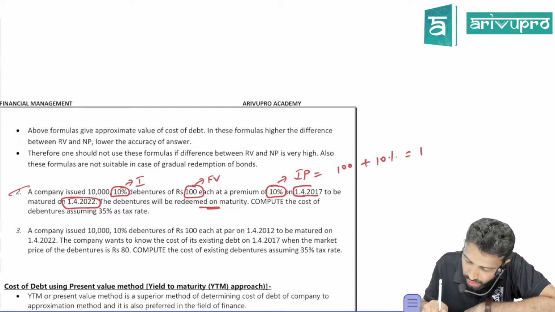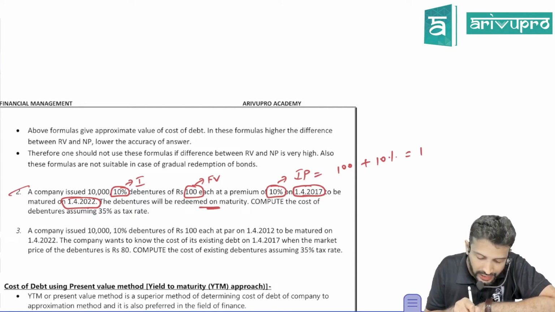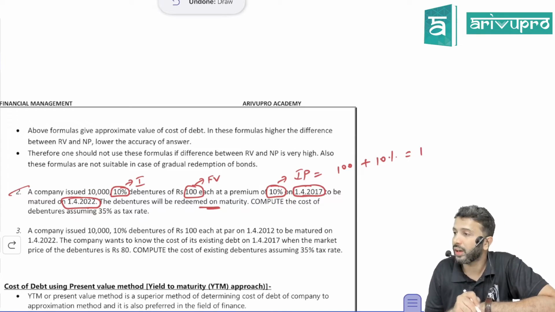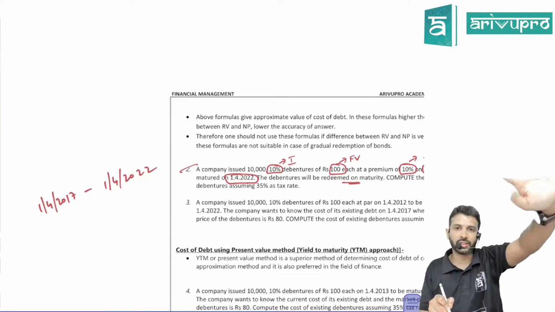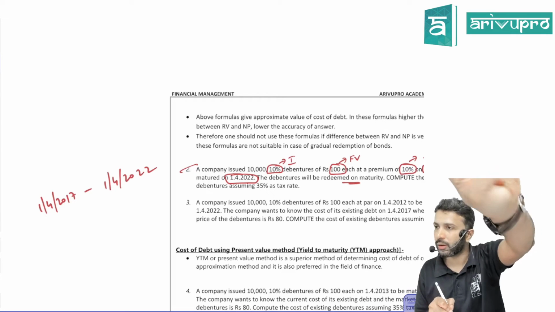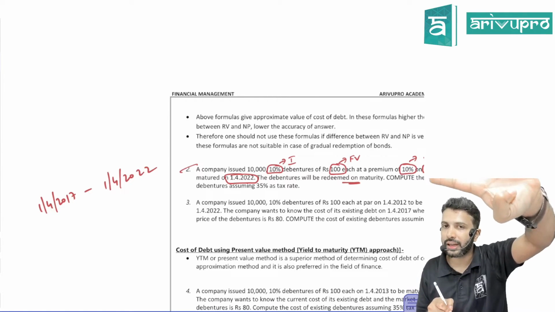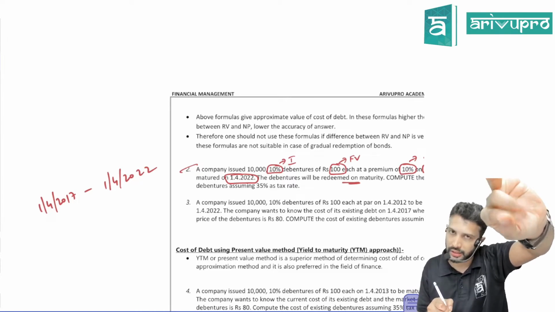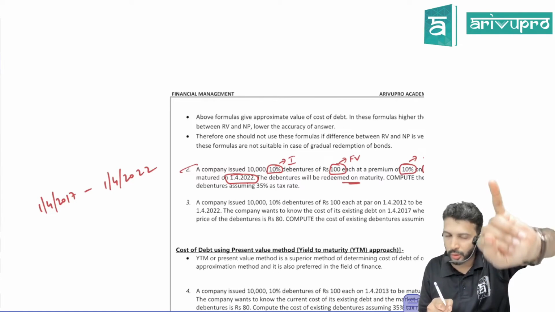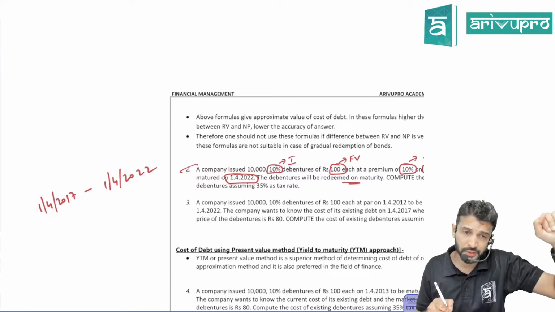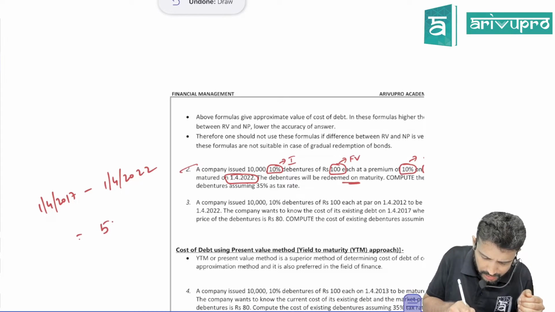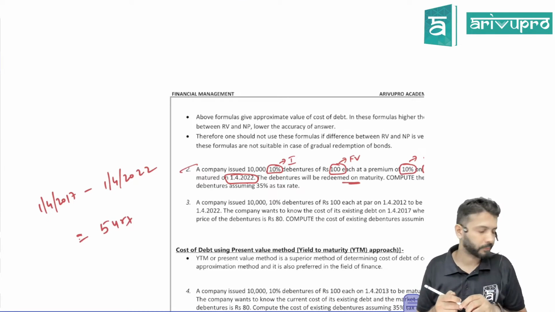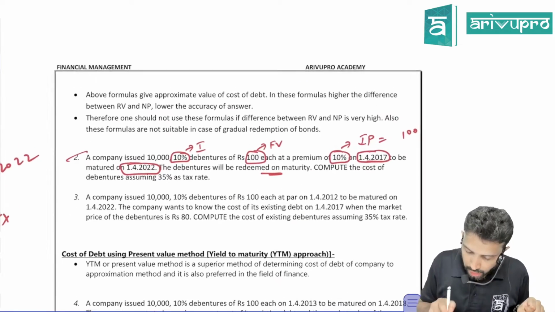You've issued this debenture on 1st April 2017. You are paying back this on 1st April 2022. So count from 1st April 2017 to 1st April 2022. 1st April 2017 to 31st March 2018, 1 year. 31st March 2019, second year. 31st March 2020, third year. 31st March 2021, fourth year. 31st March 2022, fifth year. On 1st April 2022, you are redeeming, 1 day later. That means what is the term of these debentures? 5 years.